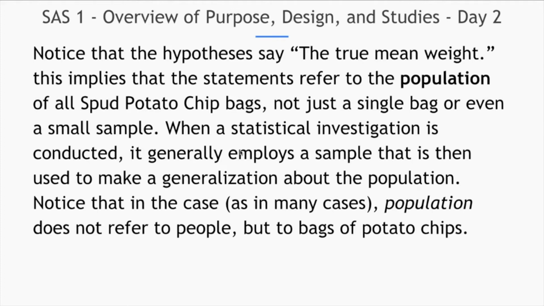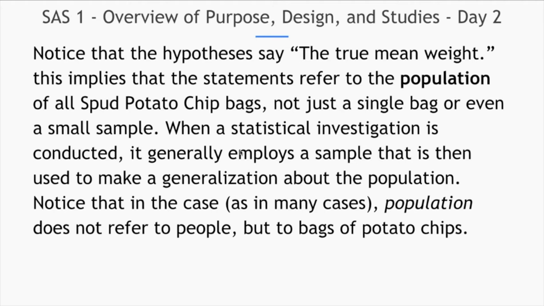Or say we're talking about making shotgun shells. The population is all of the shotgun shells ever made by that particular company. Or maybe we're talking about chairs. We're talking about a population of all the chairs made. Maybe we're talking about a specific type of dog. When we imply true mean weight, we imply that we're talking about all the population of dogs in that particular breed of dog. So it's not just a single bag or even a small sample. It needs to be a large enough sample to give us a generalization about the entire population.